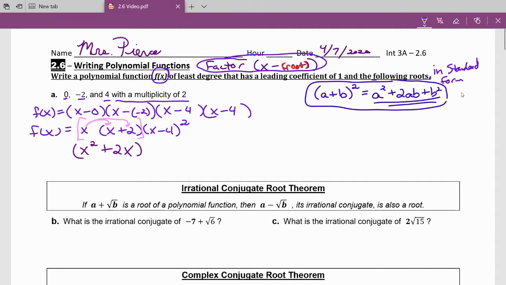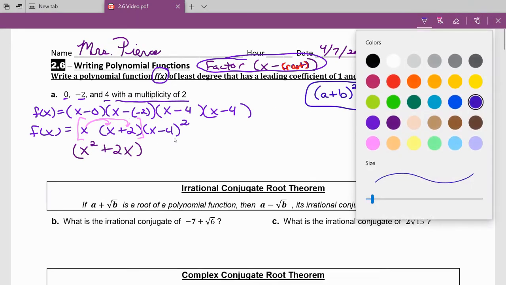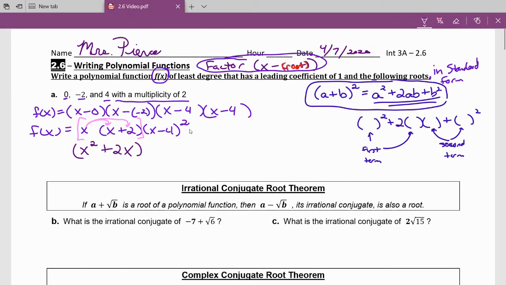So you basically are going to take your first term and square it, plus 2 times the product of your first and second term, plus your second term squared, is basically what you're doing. This is your first term in your binomial, and then your second term in the binomial goes here and there. So if I apply that formula to this x minus 4 squared, I know it's going to become a trinomial.